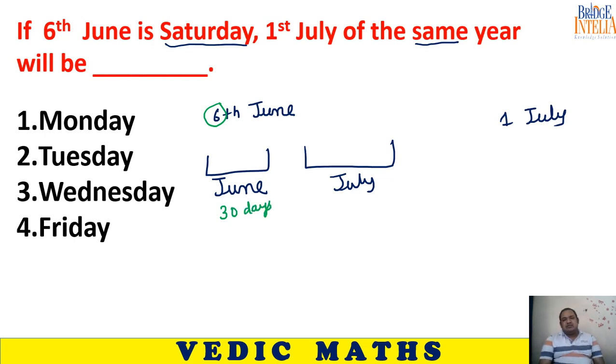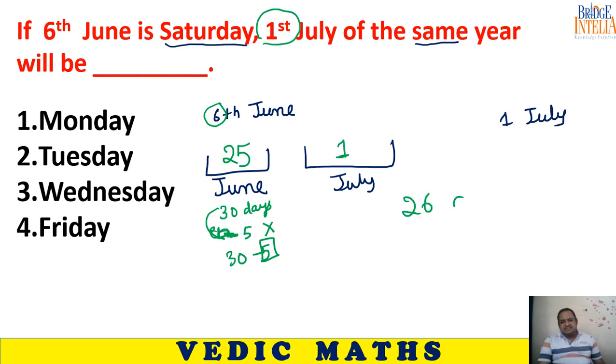But you have started counting from 6th June. So it means from 1 to 5 June they are missing. That means you have removed the first 5 days. So 30 minus 5. So the first 5 days you have removed and then you have started counting. So from June you have taken 25 days, and from July it is very obvious you have taken only 1 day. So 25 plus 1 is equal to 26 days.